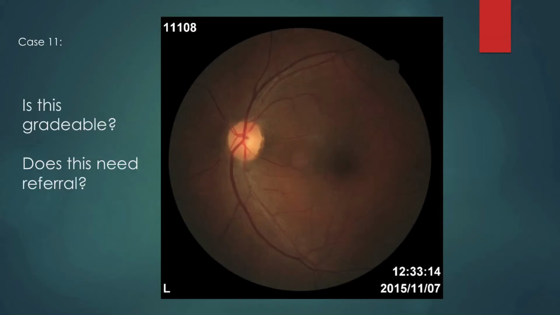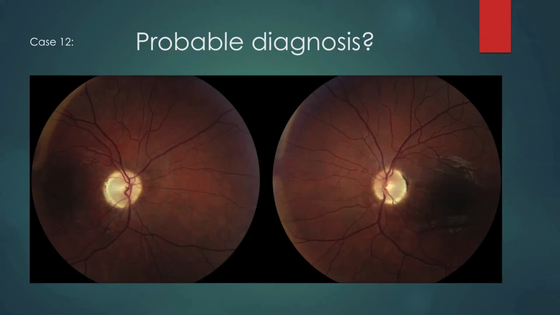This image is of good quality and is gradable. The optic nerve appears healthy. There are some very minor abnormalities that one might see in the center of vision. I see one yellow hard exudate, but otherwise nothing else of concern, and I would not refer this patient. Case 12.